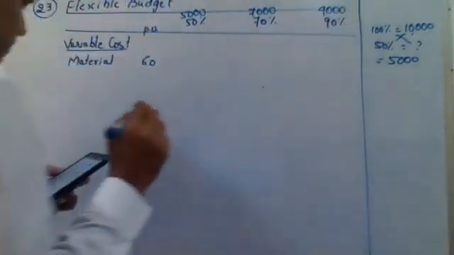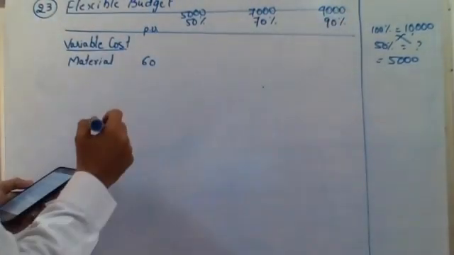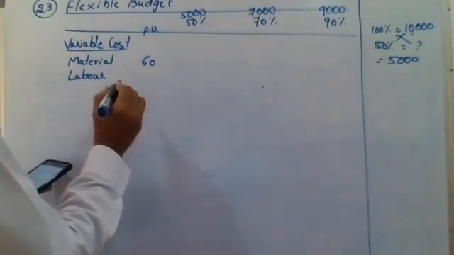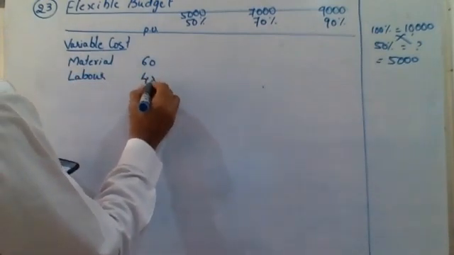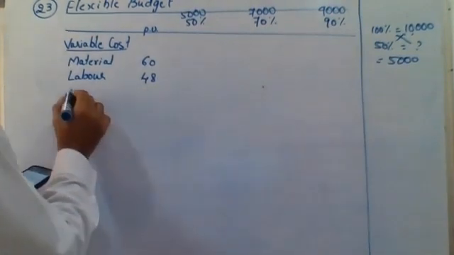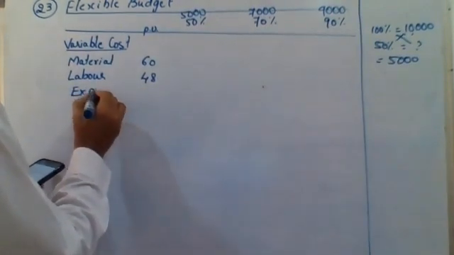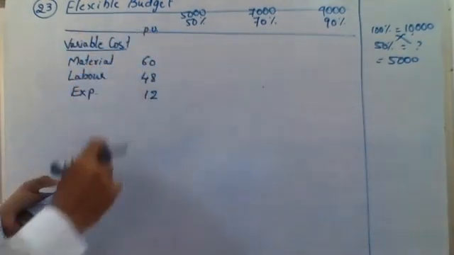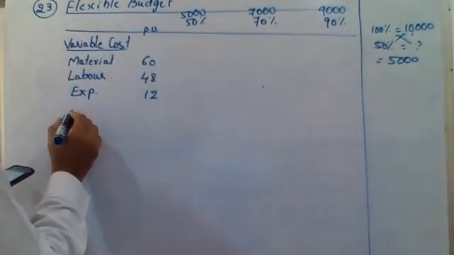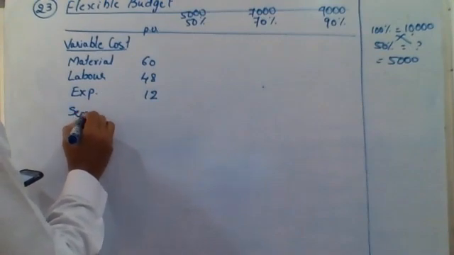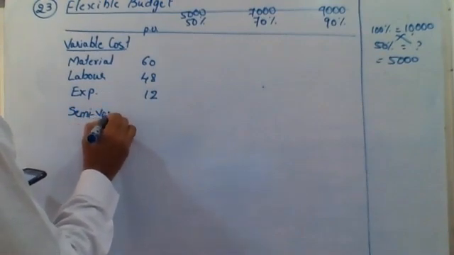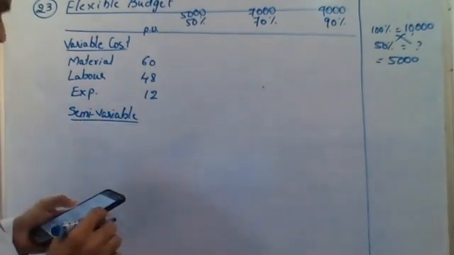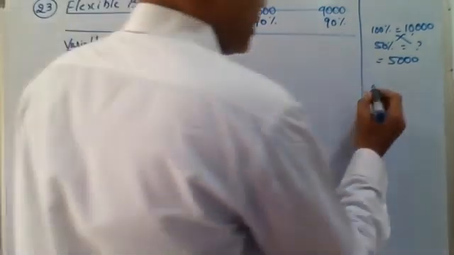Okay. Now, material is 60 per unit. Labor, I already told you, we'll write per unit first. And other expenses which are variable are given as 12 per unit. So variable cost per unit is there. Now moving to semi-variable cost.